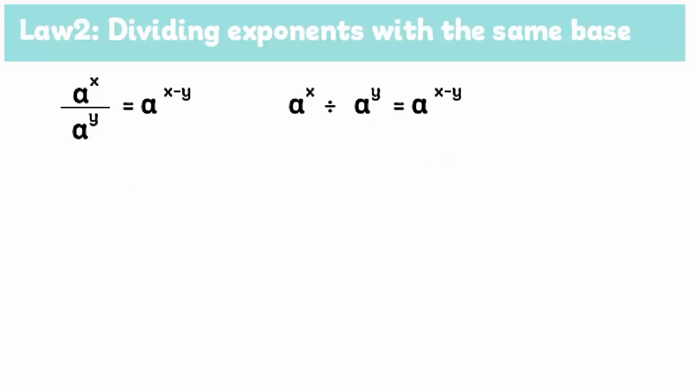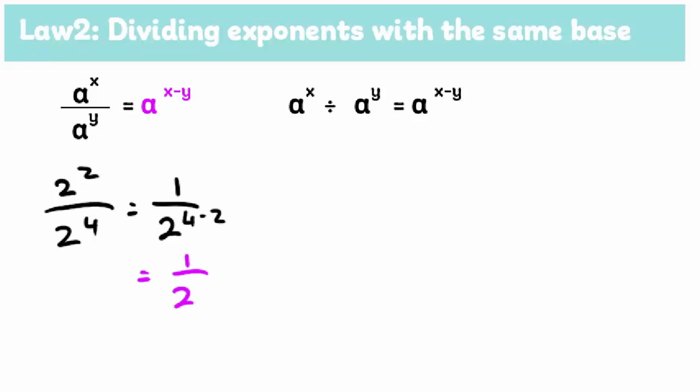Now the question is, what would happen if x is smaller than y? That's a good question. Let's do an example. 2 to the power of 2 over 2 to the power of 4. First of all, is the base the same? Yes. If the base is the same, we subtract x from y, or in this case, y from x. So we write a 1 on top. You write 2, 4 minus 2. And what you get is 1 over 2 to the power of 2.